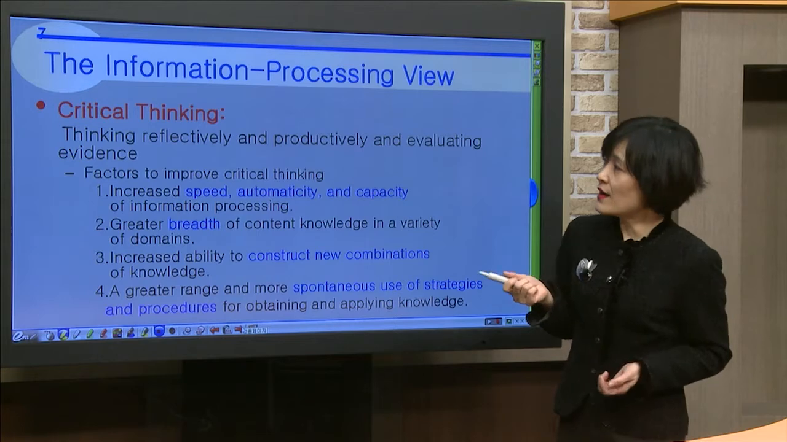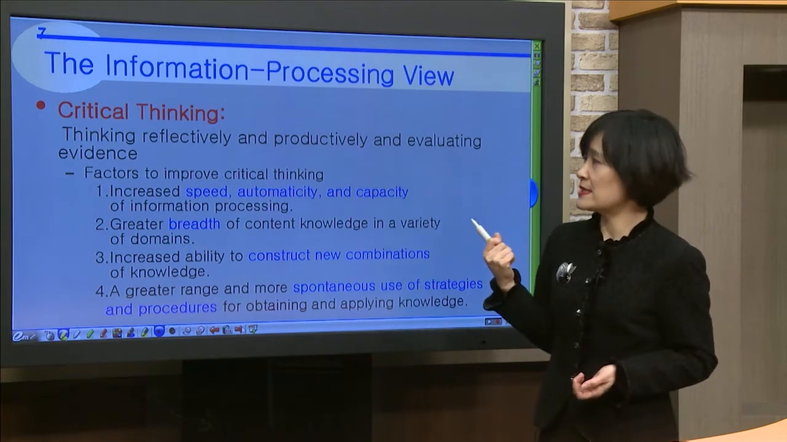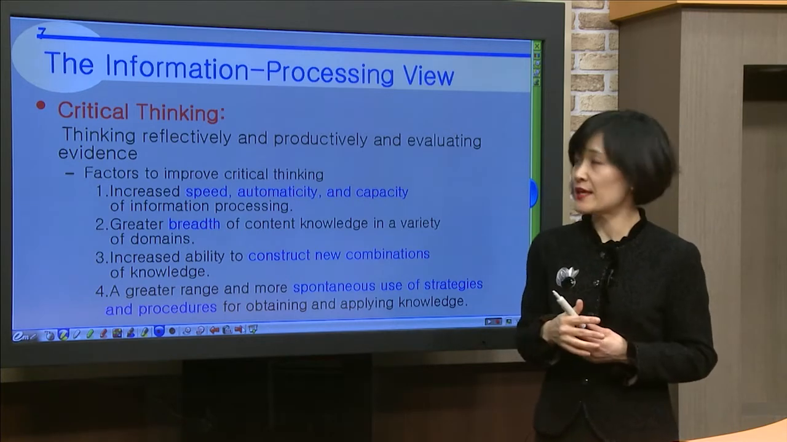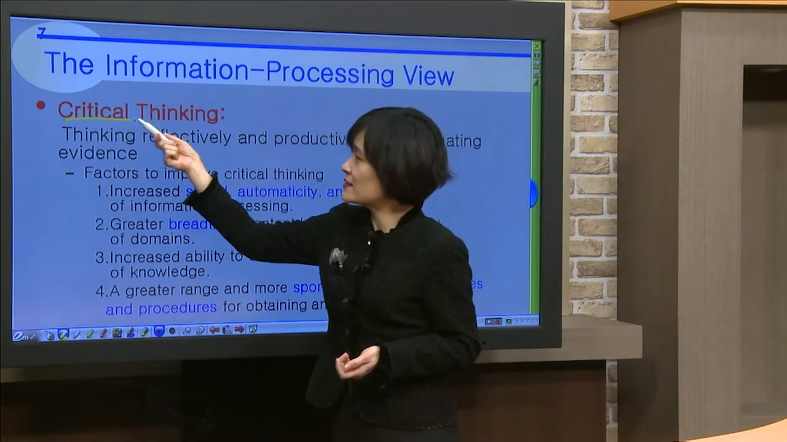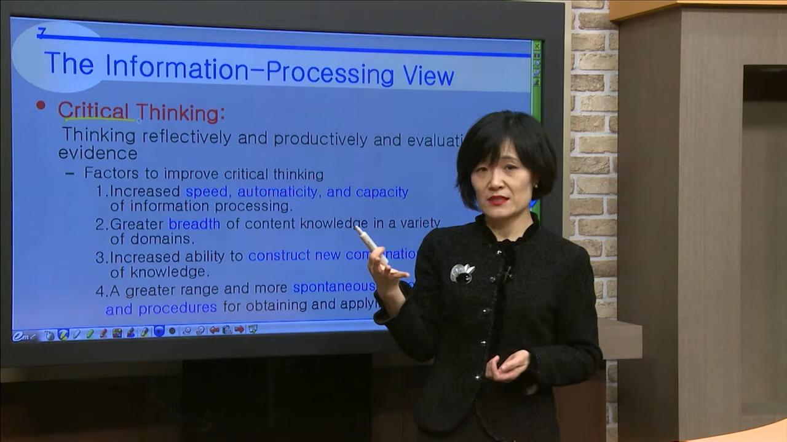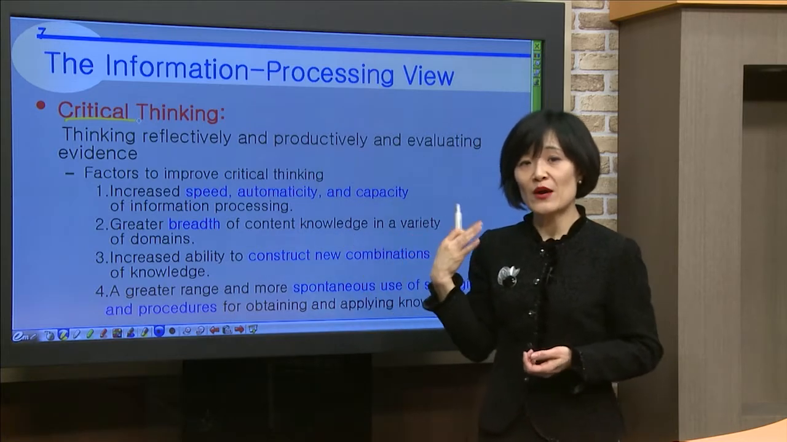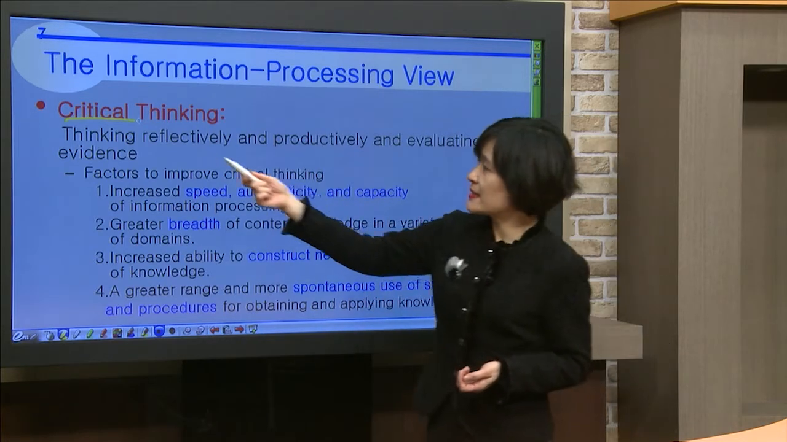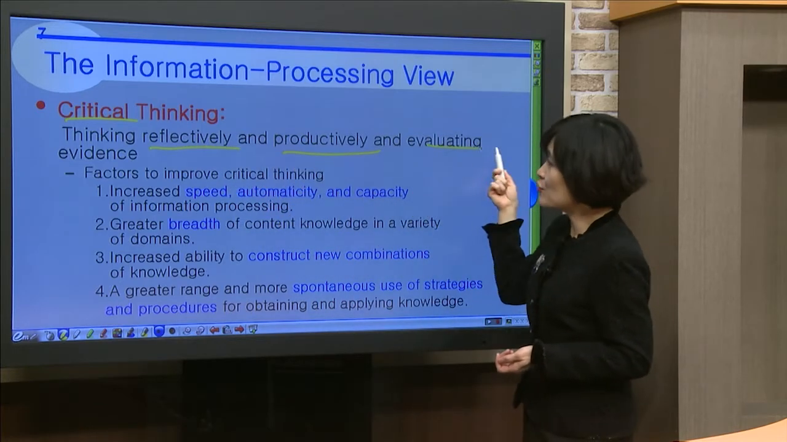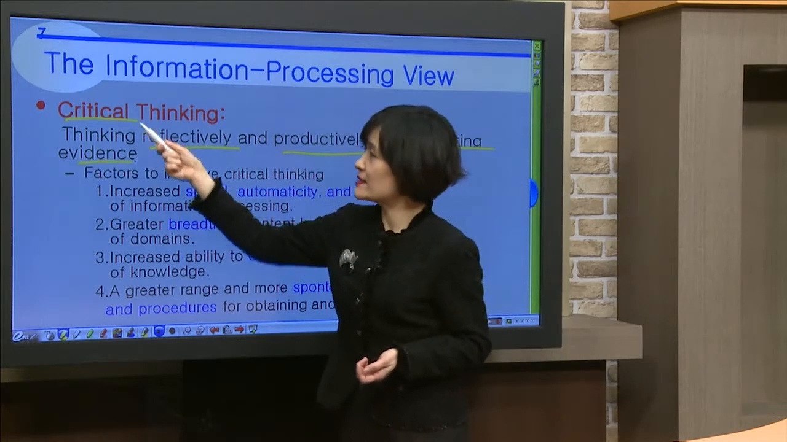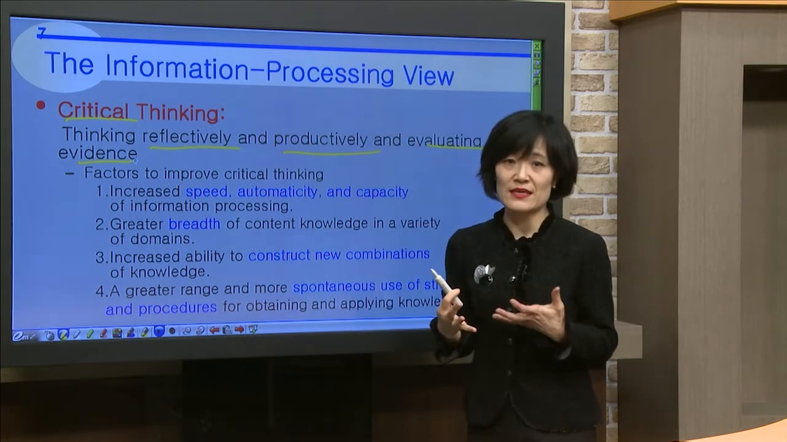And another, the information processing, we call critical thinking. Critical meaning, what is critical? That is a very essential, very important skill of our capability. And it says to think reflectively and productively and evaluate evidence. That is the criteria of critical thinking.